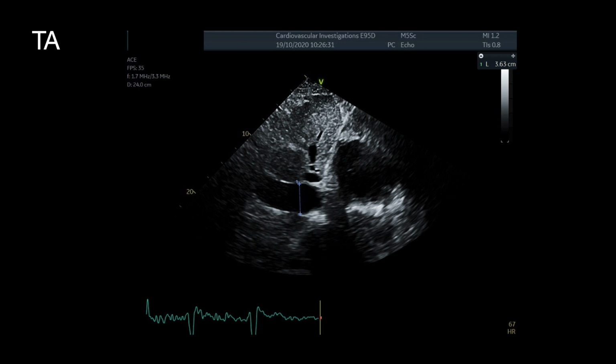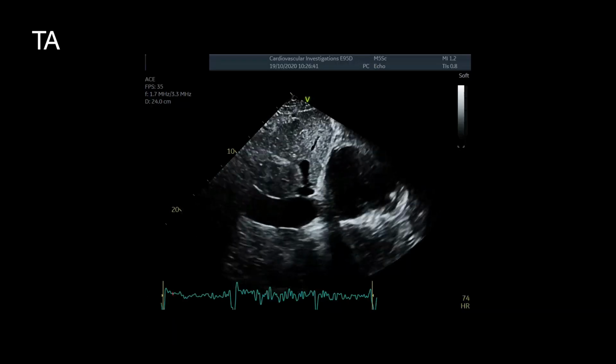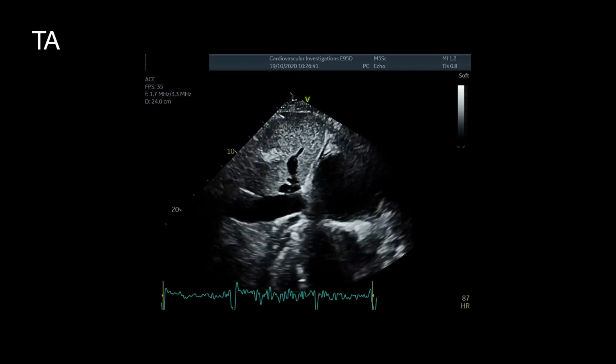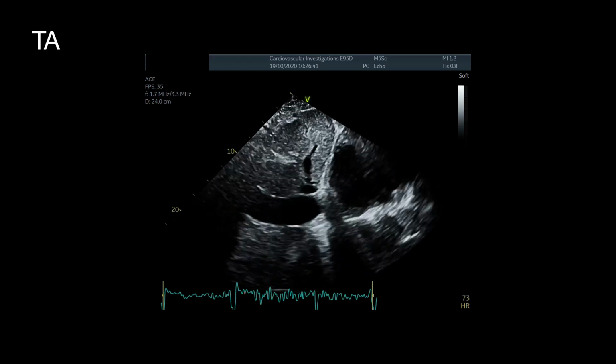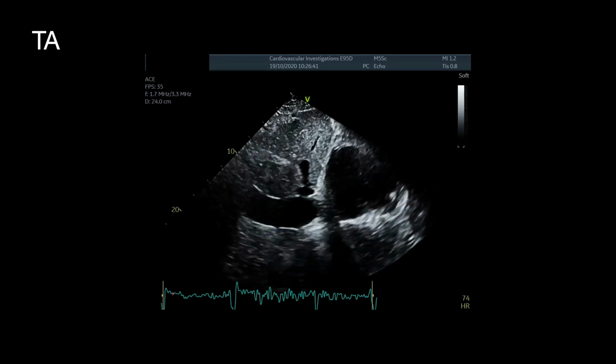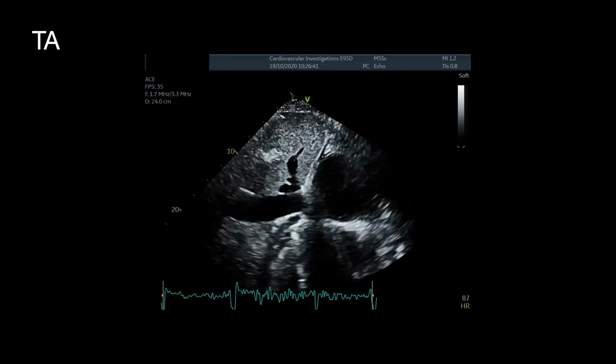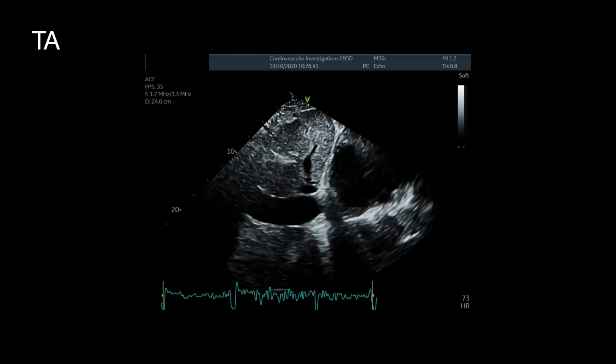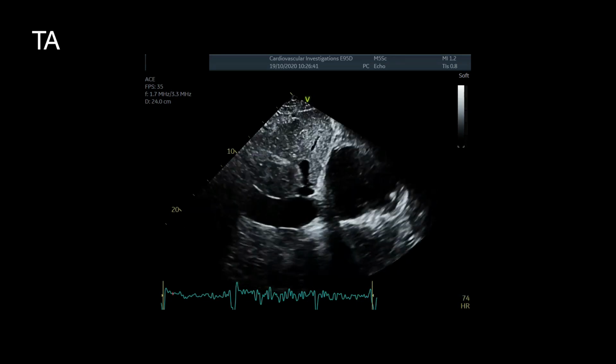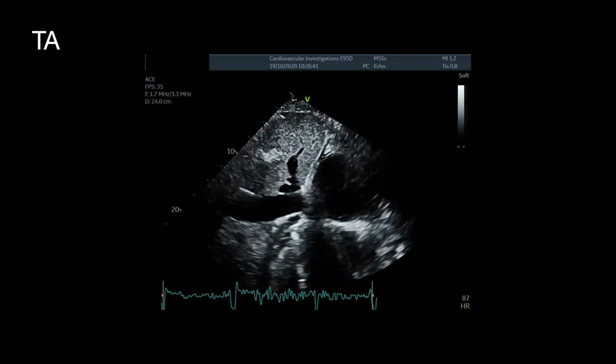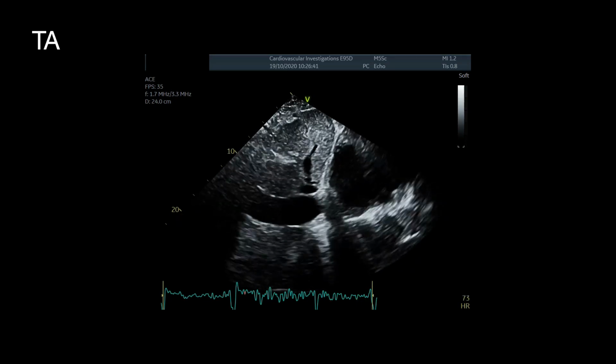Okay, moving on to the subcostal in this patient. So this is a subcostal view of the IVC. And the IVC is significantly dilated at 3.6 centimetres. And unsurprisingly, I think there is less than 50% collapsibility, which would indicate a high right atrial pressure, which fits with all the images we've seen here.